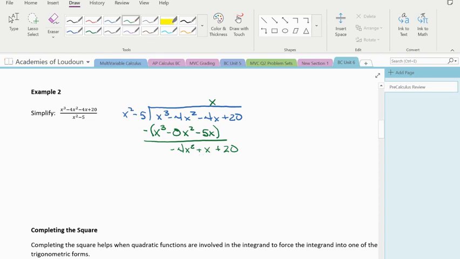And then now x squared goes into negative 4x squared minus 4 times. So we have negative 4x squared plus 0x plus 20. And again, we're going to subtract, which gives us just x, which means this rational function simplifies to x minus 4 plus x over x squared minus 5.